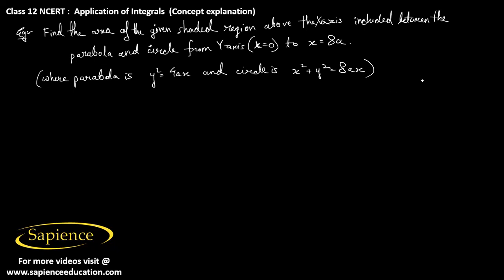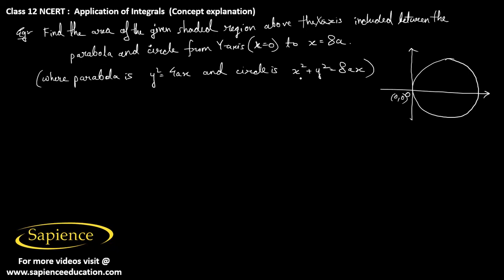So it means that the circle will pass through the origin, obviously. So the circle will be somewhat like this. It will pass through the origin, which is 0, 0.